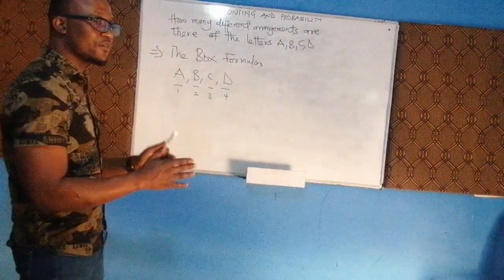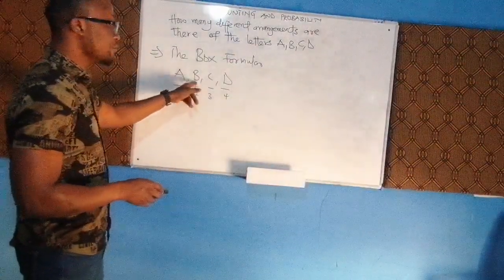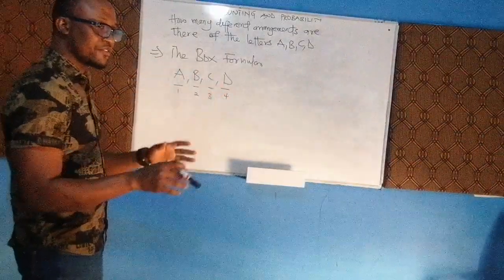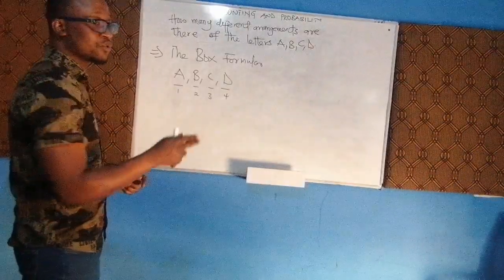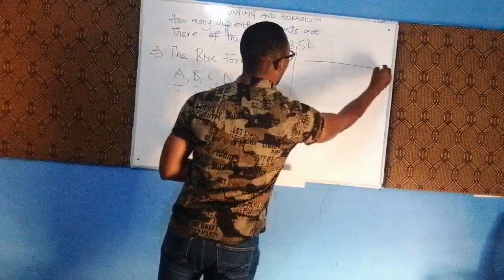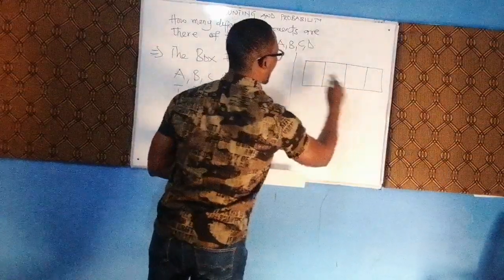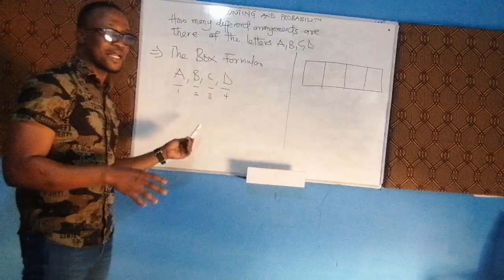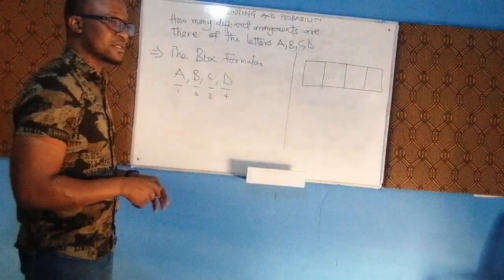This is A, B, C, D. Each of them is different. So A is different from B, and C is different from what? B, in that order. So because each of them is different, then it means that we can have separate boxes for them. So it means that automatically we have what? When you draw our box this way, we have to divide it into what? 4. 1, 2, 3, 4. Because they are different, and that is actually the required thing that we need.